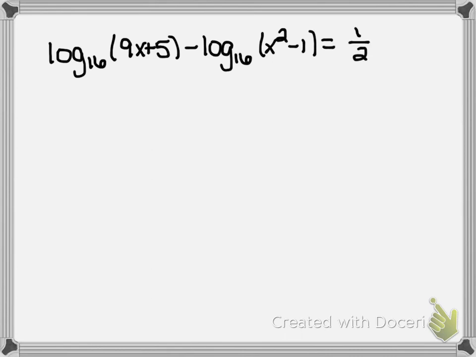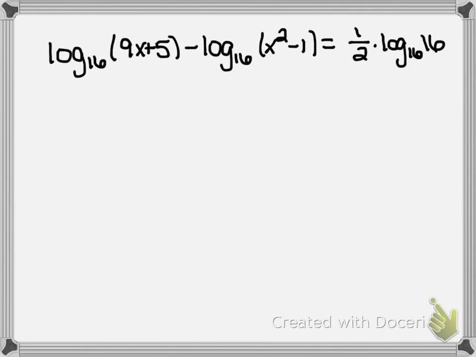So we do have a messier log that's going to pop up on the left, and we have no log on the right. So I'm going to multiply the right side by a log. I'm going to attach a log to it. I'm going to multiply it by log base 16 of 16. Once again, it's got the same base as the other logs, but it's just equal to 1. So I didn't mess up the right side.